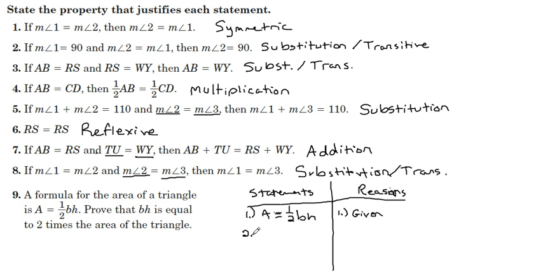Now, what we want to do next is isolate the BH. And in order to isolate BH, we're going to multiply both sides by 2. And what we applied here was the multiplication property.